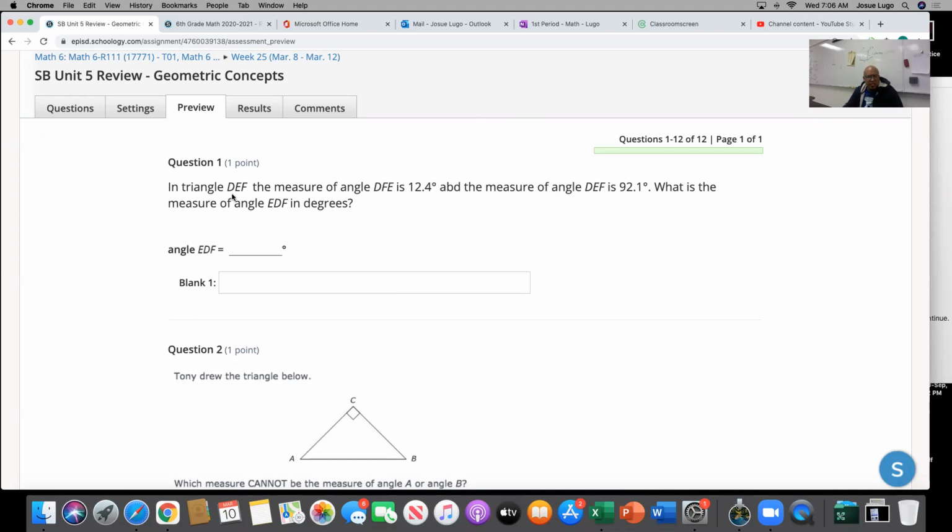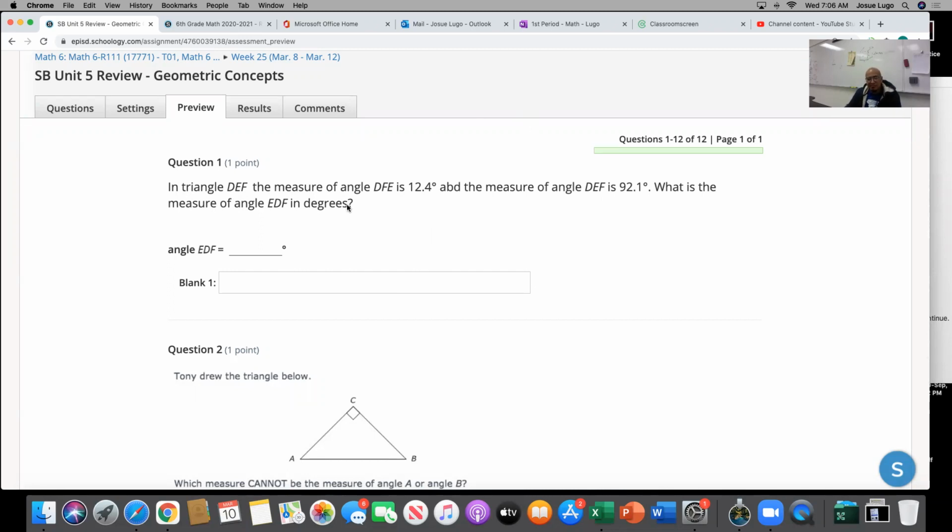All right, in triangle DEF, the measure of angle DFE is 12.4 degrees, and the measure of angle DEF is 92.1. What is the measure of angle EDF in degrees? What does this mean, ladies and gentlemen?